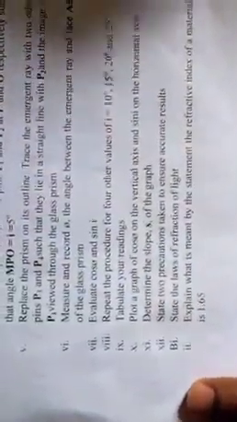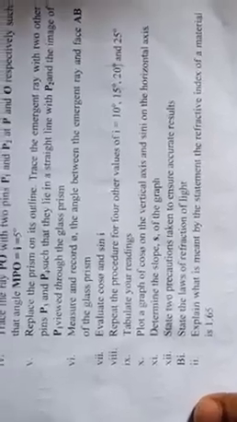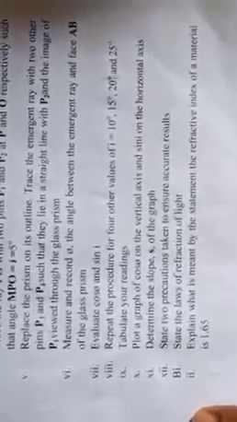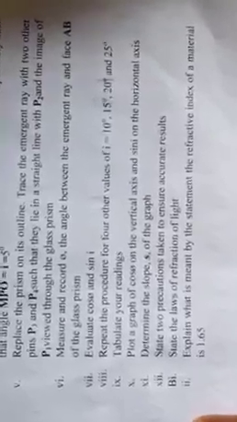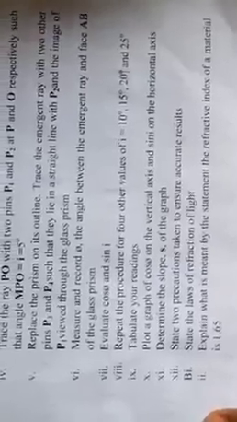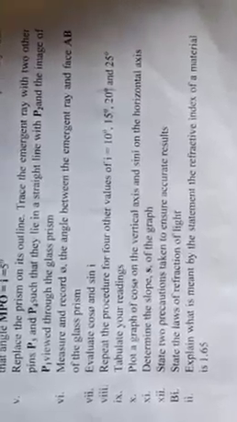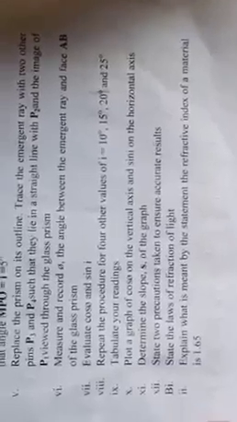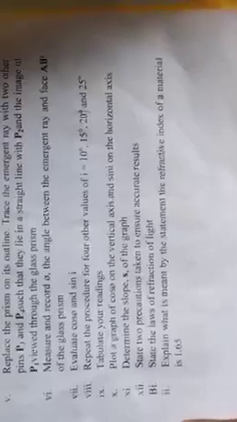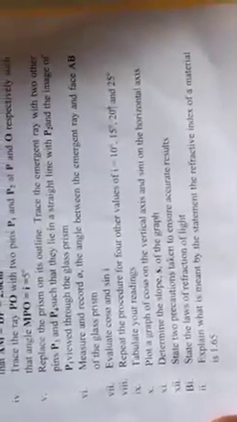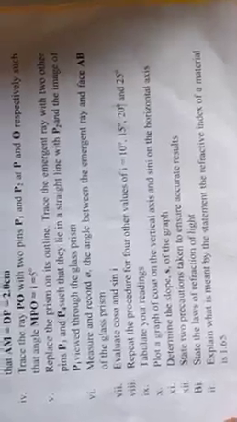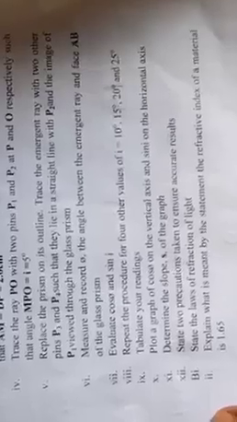Number B(ii) says, explain what is meant by the statement: the refractive index of a material is 1.65. It means that the ratio of the sine of angle of incidence on the material to the sine of angle of refraction in the material is 1.65. Or you say the ratio of the velocity of light in air to the velocity of light in the material is 1.65. Or you can as well say the ratio of the wavelength of light in air to the wavelength of light in the material is 1.65.